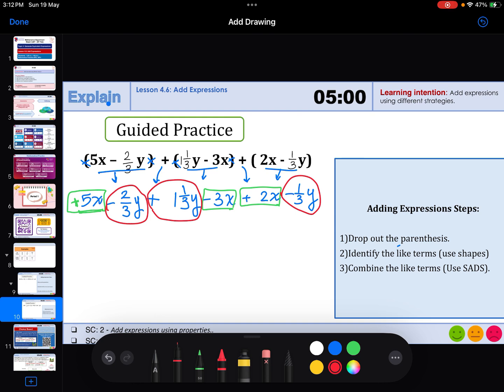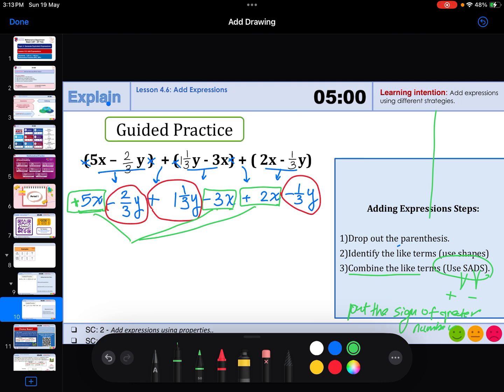So since now I identified all the like terms, I can work on adding or combining them separately. So let's start with the terms that contain x. I will list them up here and try to combine them. Remember, to combine like terms, I need to use SADS. Same signs, add, different signs, subtract, and make sure to put the sign of the greater number in the answer.